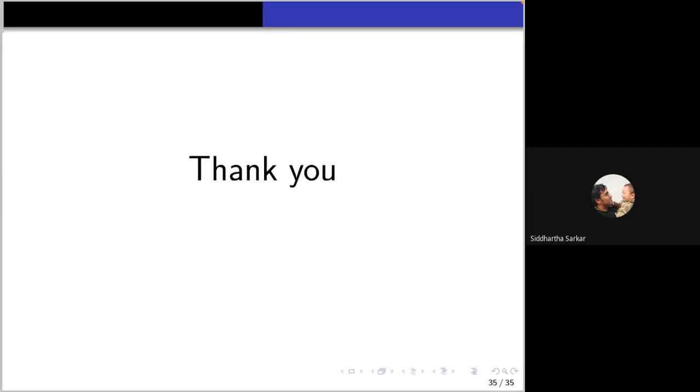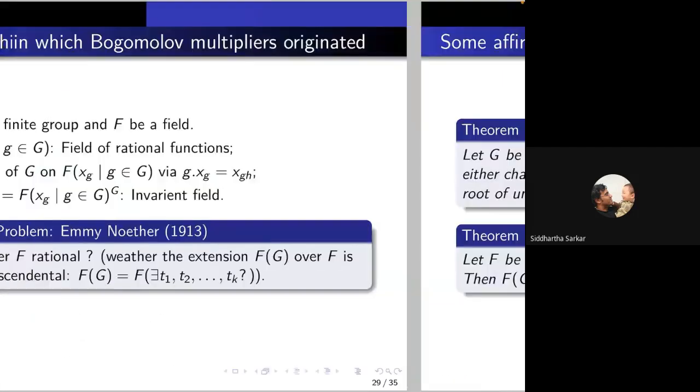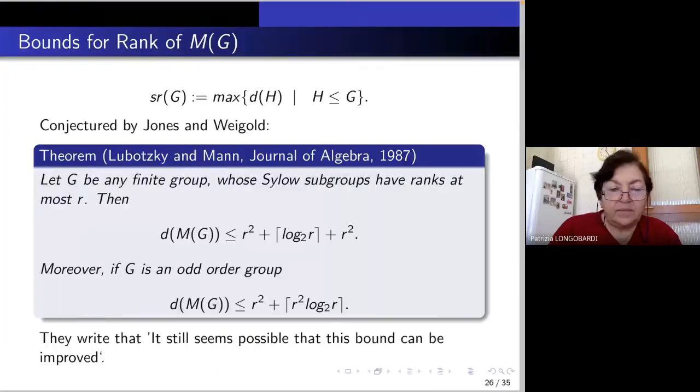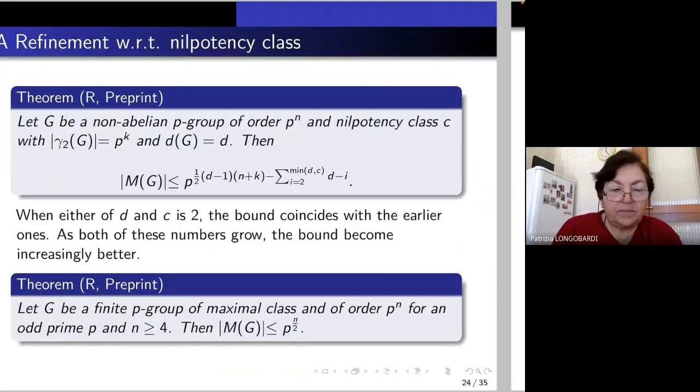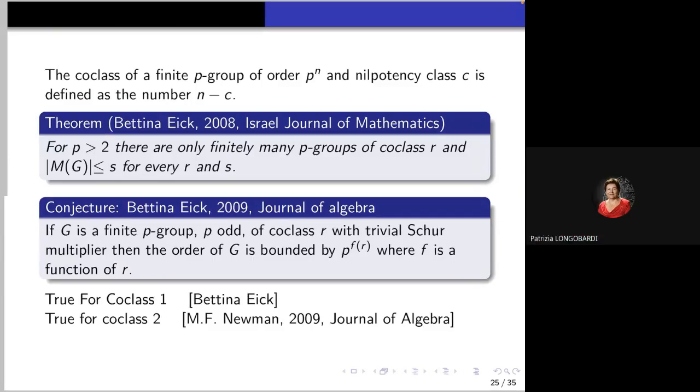Pradeep, that conjecture by Bettina Eick you just mentioned, what are the recent improvements on this? No, nothing beyond what I gave: it has been proved for co-class 1 by Bettina Eick herself, and for co-class 2 by Newman. Since then, at least I am not aware that any progress has been made on this conjecture.